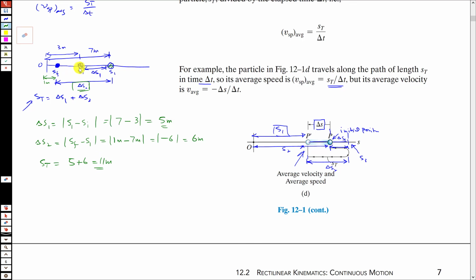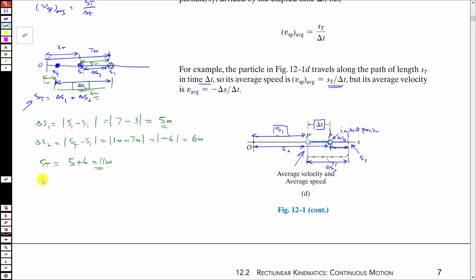So if we look again, initially this particle traveled from this point to this point, so this distance is 5 meters. And then from here to here it traveled how much? It traveled 6 meters. So the total distance traveled by this particle is 5 plus 6, so this is 11 meters.